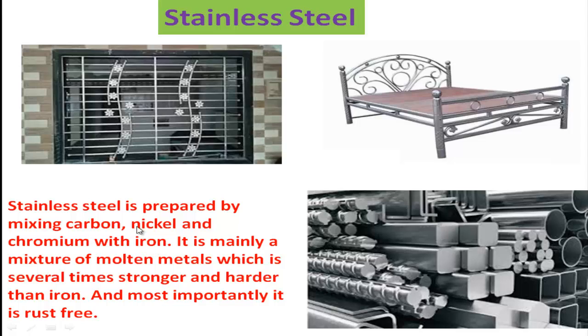How? At first all these metals turn into liquid state due to applying heat, that means melted. Then they are mixed with each other, and then due to cooling it is again converted into a solid metal mixture, and it brings stainless steel. In this way, this stainless steel becomes stronger, harder than iron, and also it is rust free.